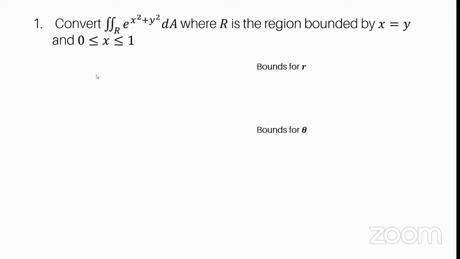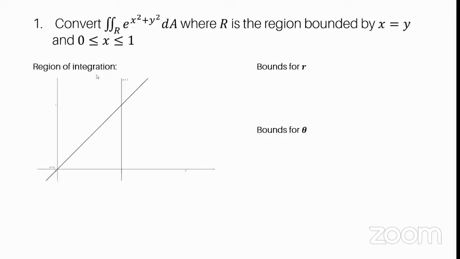So for this one, yung itsura ng region natin is this. Meron tayong line x equals y, tapos bounded siya by x greater than or equal to 0 but less than or equal to 1. Dapat naka-shade yung region, pero hindi ko na na-shade. So, ito po yung region natin, yung right triangle na ito.